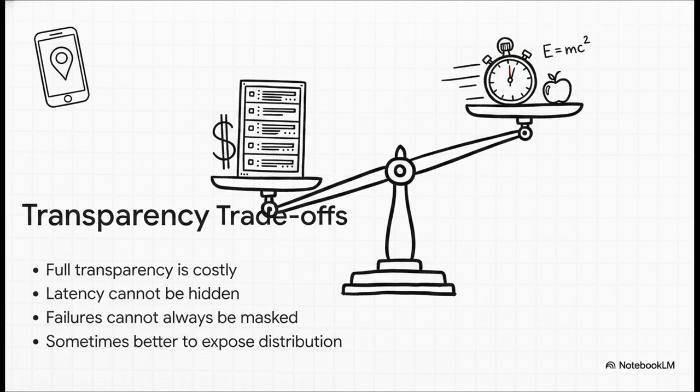Trying to achieve 100% full transparency is just way too costly. Plus, you literally cannot cheat physics. Network latency is always going to be a factor. Sometimes, trying to mask every single failure actually makes the system perform worse. In some cases, like with location-based services, exposing the distribution is the much better choice. You want your map app to know you're in Chicago, not pretend location doesn't exist.